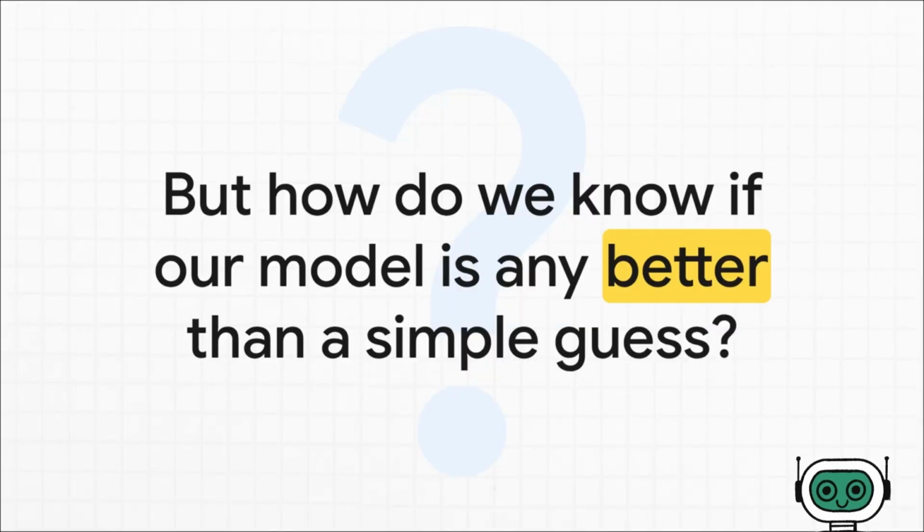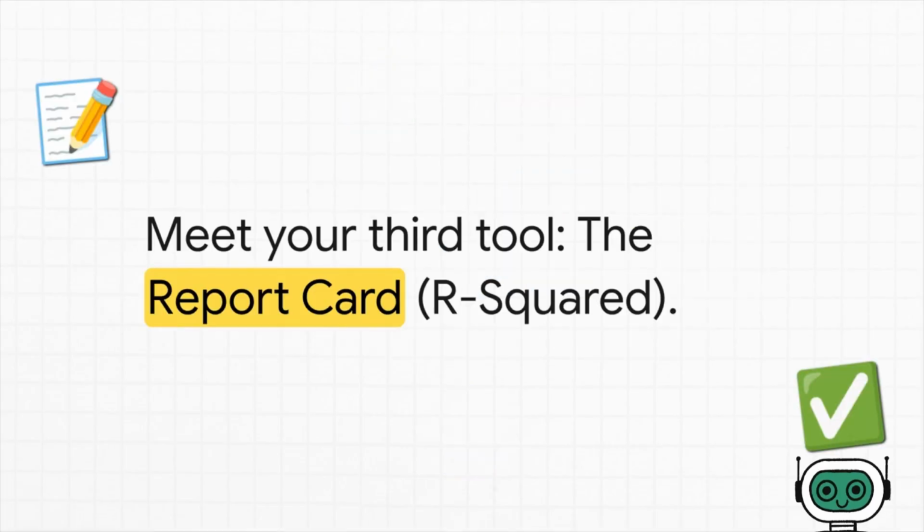Now, these error metrics tell us the magnitude of our mistakes. An RMSE of 50,000 might be amazing, or it might be terrible. We're still missing context. How do we know if our complex model is actually doing any better than a ridiculously simple guess? For that, we need a totally different kind of tool, one that gives us a relative score instead of an absolute error. Let's call this the report card. Its formal name is R-squared.